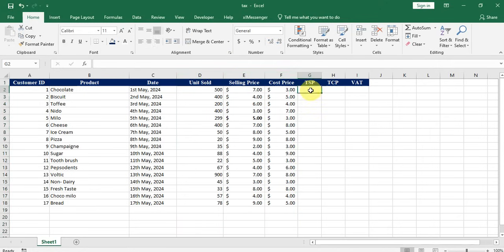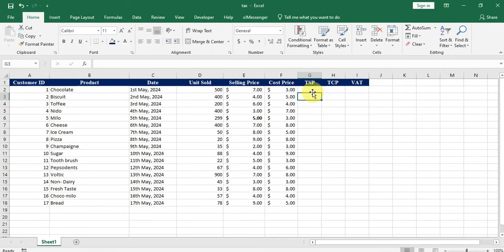Now it is time for us to calculate the total selling price. What is total selling price? When you want to calculate the total selling price, it will be the selling price multiplied by the units sold. Don't be confused here. It is simple mathematics.